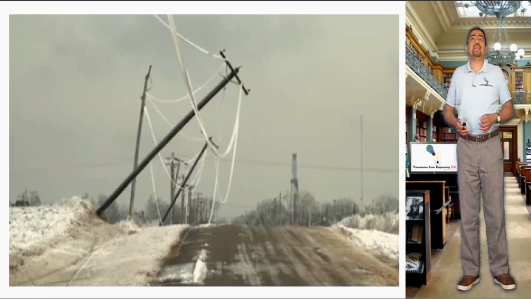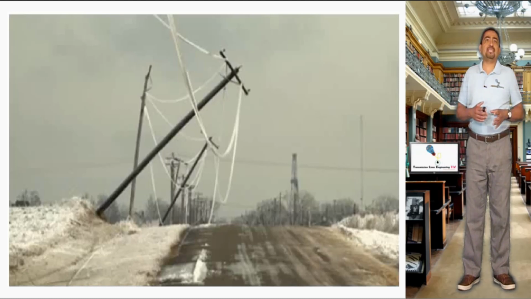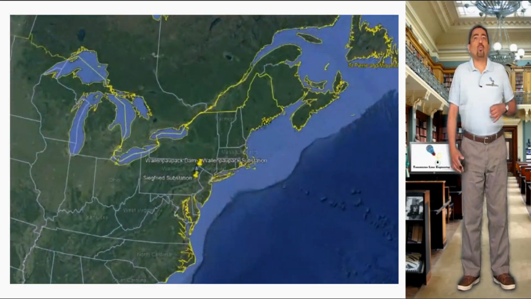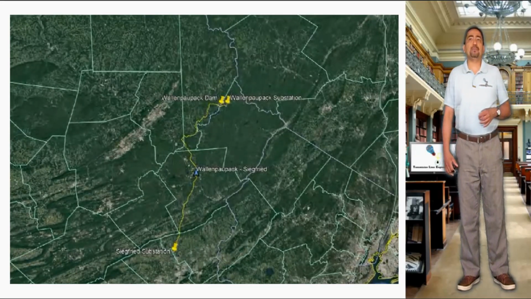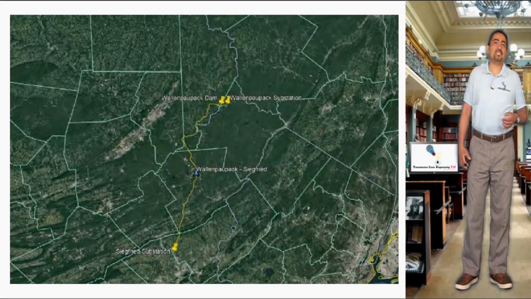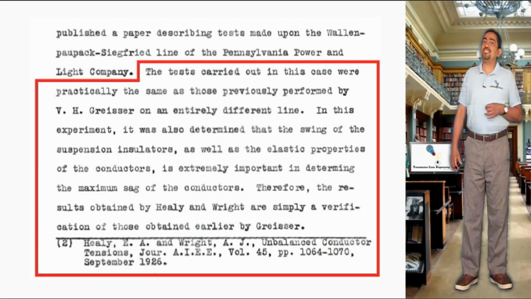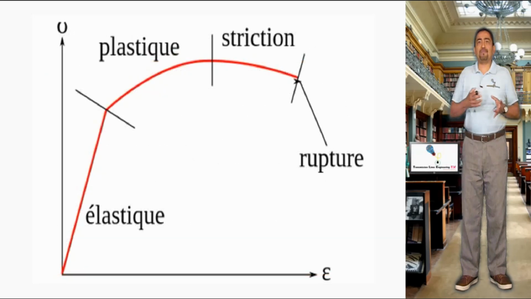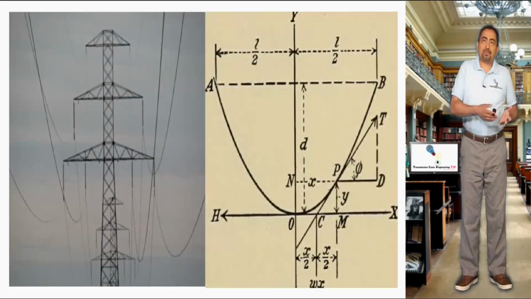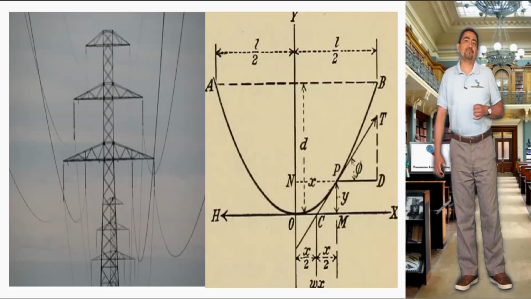Subsequent to the investigations of Glazier, other investigations were carried out on the Wallenpaupack to Siegfried transmission line, in the vicinity of Pennsylvania, United States, by Mr. E.S. Haley and A.J. Wright, who discovered that in addition to the effect of ice on conductors, the elastic properties of the cable directly influence the sag determination.